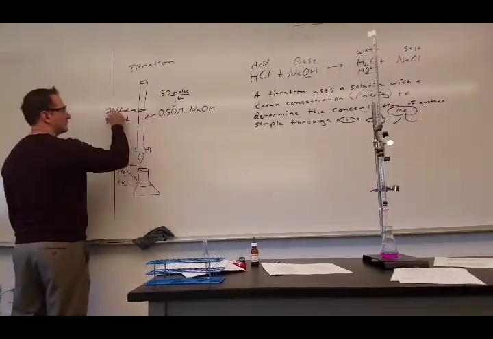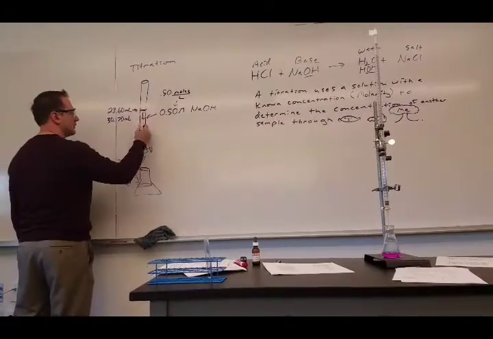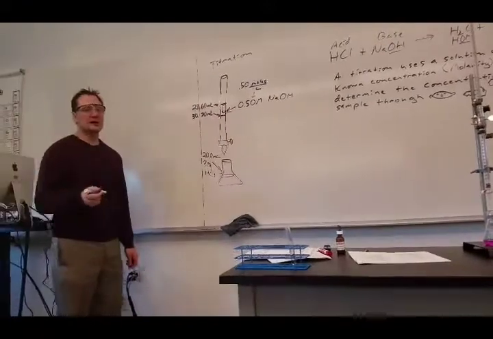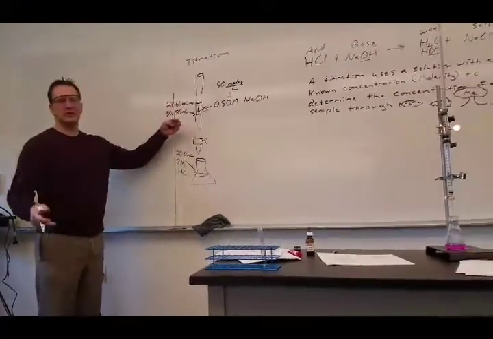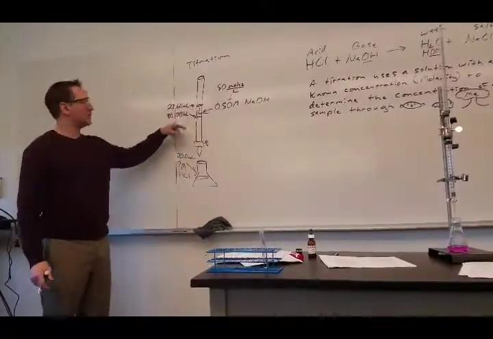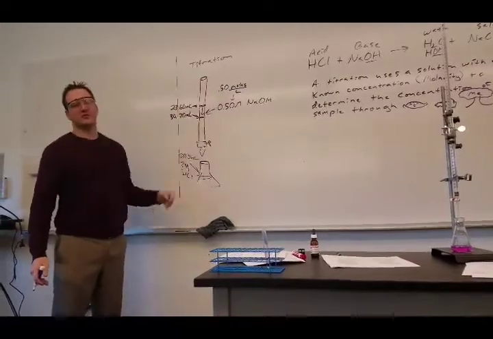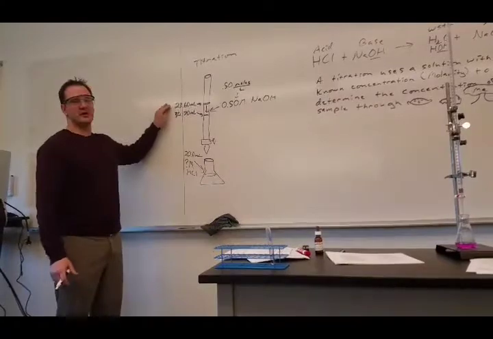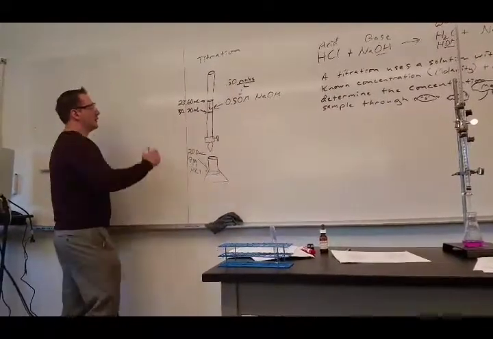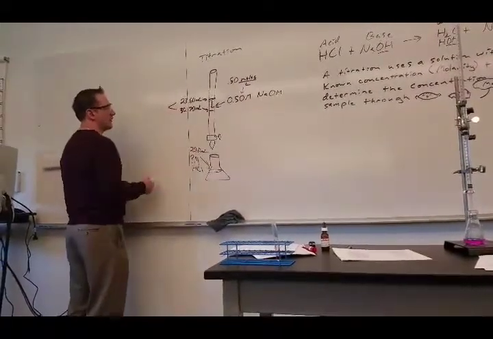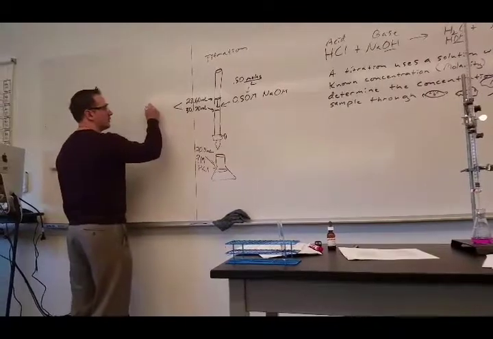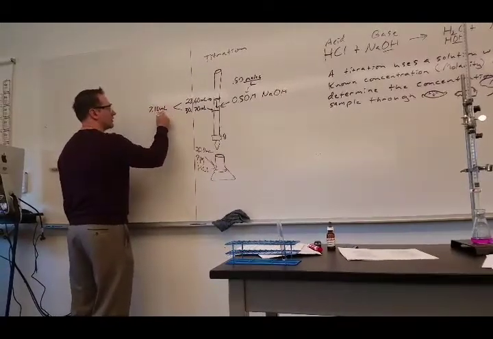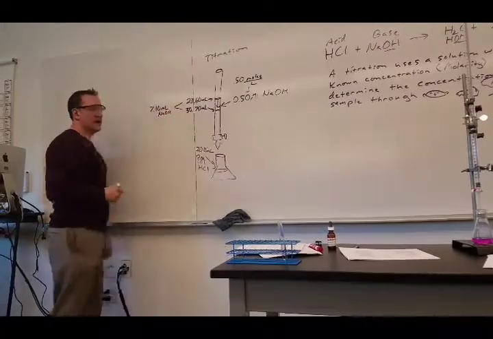So it went from being 23.6, and it went down to a reading of 30.7. I know it doesn't really make sense to you that it's going down in volume, but it starts at 0 and works its way down. And if you started at 0, it would tell you the volume dispensed. But really all you need to know is the difference between these two. And when you look at that, you can see that this is a volume of 7.10 milliliters of sodium hydroxide solution that I added.